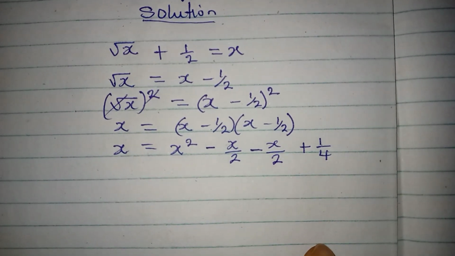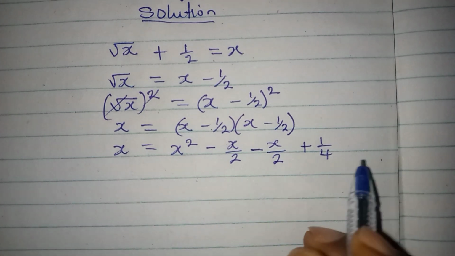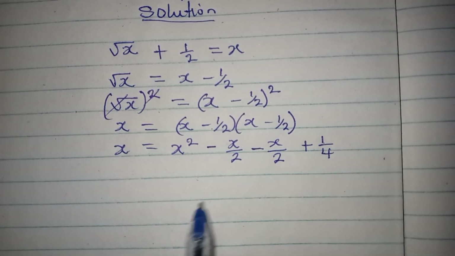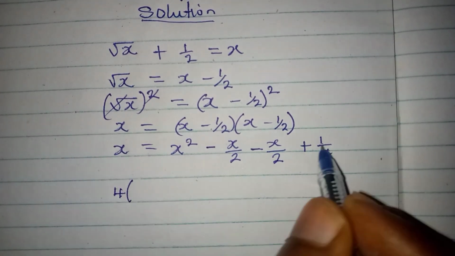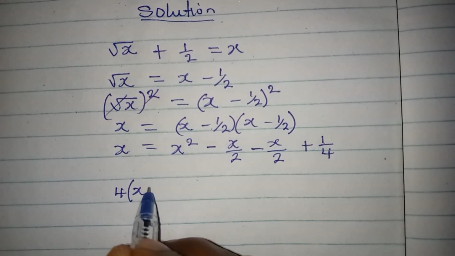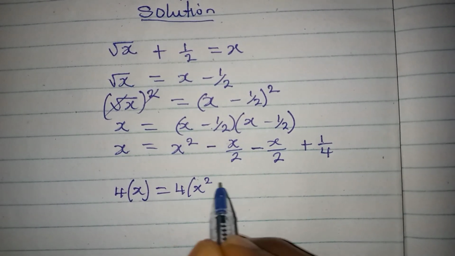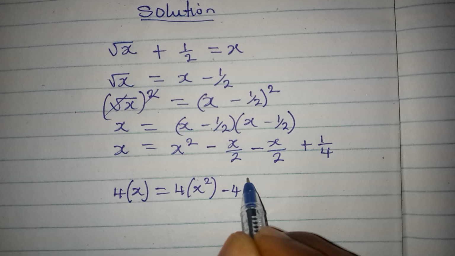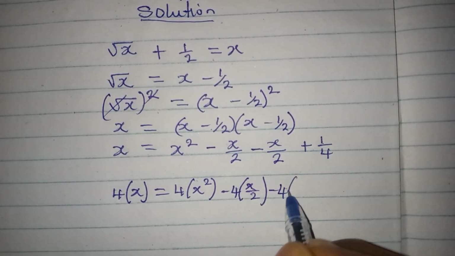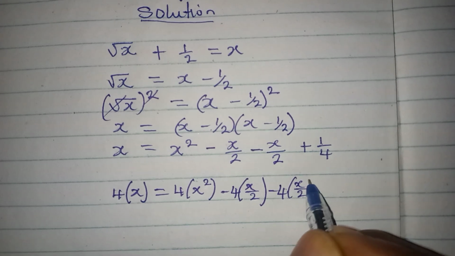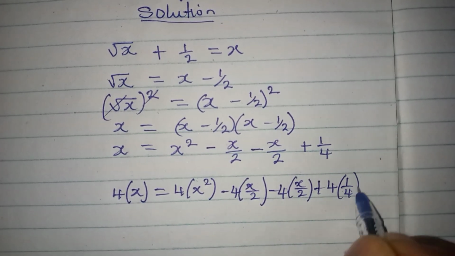And then from here, we can just find the LCM straight away because the LCM of this is 4, right? So it's going to be 4 multiplied by all of the terms. 4 times x equal to 4 times x squared minus 4 times x over 2 minus 4 times x over 2 plus 4 times 1 over 4.